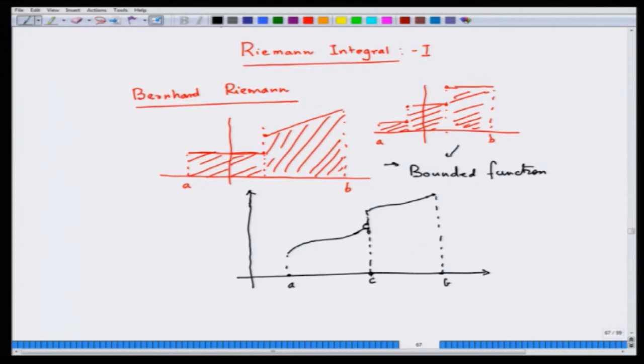So, how do I start integrating? What we do is, let us forget this point C for the time being. At C, the value is this. So, there is a discontinuity, but the function is bounded. Let us divide the whole line AB into some partitions of equal length, or may not be equal length, but it does not matter. So a I put as x0, this is x1, x2, x3 and so on up to xi, and this is xn.